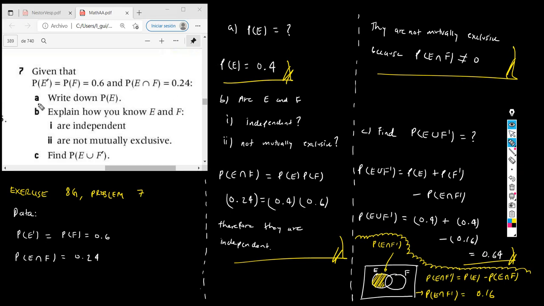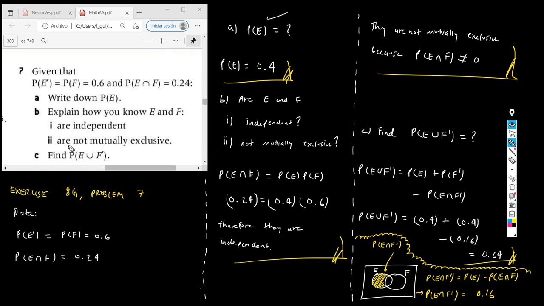So the first question they're asking me, write down the probability of E. That's straightforward. That's going to be 0.4. Why? Because I know that the probability of E complement is 0.6. So that's immediate, right? So that solves this problem.